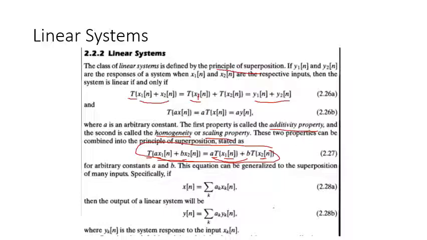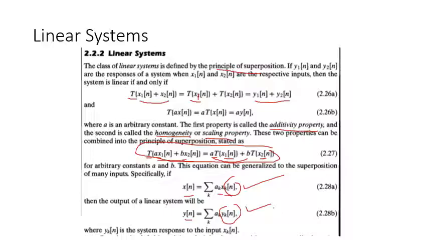Okay, so here you can see that this is the input, this is the scaling, and this is our overall input. This equation can be generalized to the superposition. You can see that these are all the additions. Then at the output, if there is an addition at the input, there is an addition at the output, where y_k[n] is the system response to the input x_k[n].